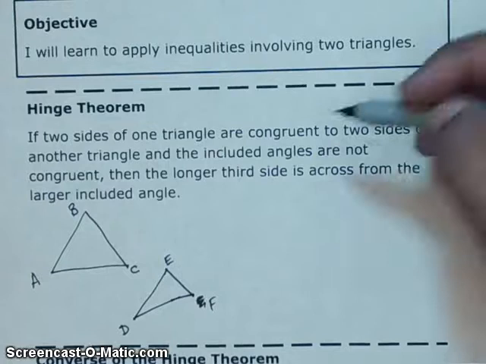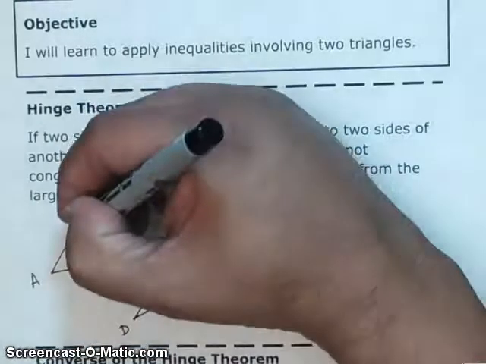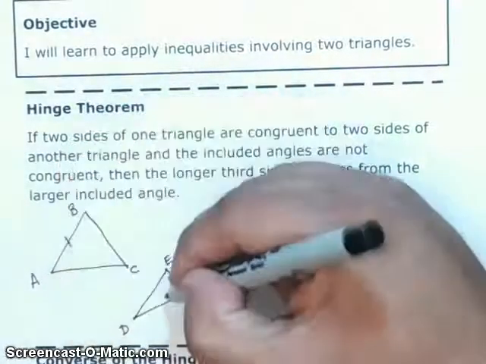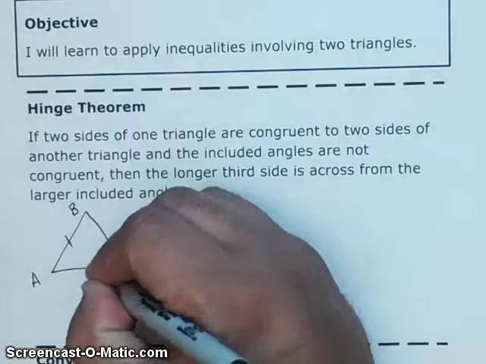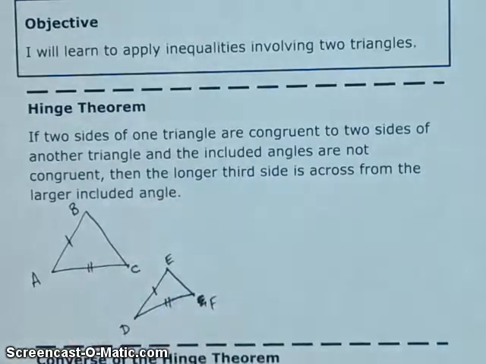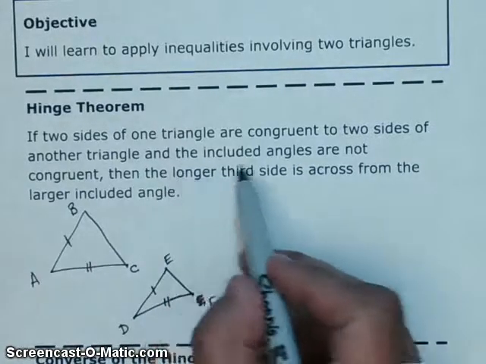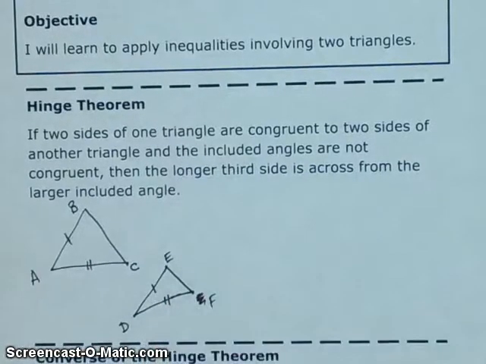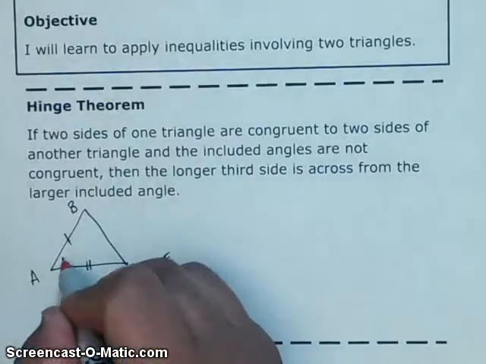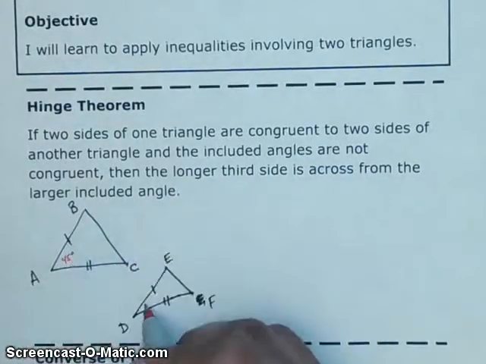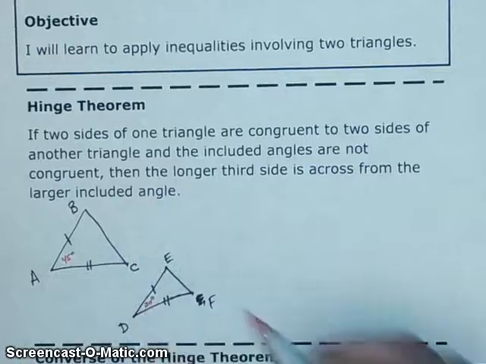Okay. And I know two sides are congruent. So let's say AB is congruent to DE. And we'll say that AC is congruent to DF. And the included angles are not congruent. So that would mean, say, something like, I don't know, this angle is, say, 45 degrees, and this angle here is 20 degrees.